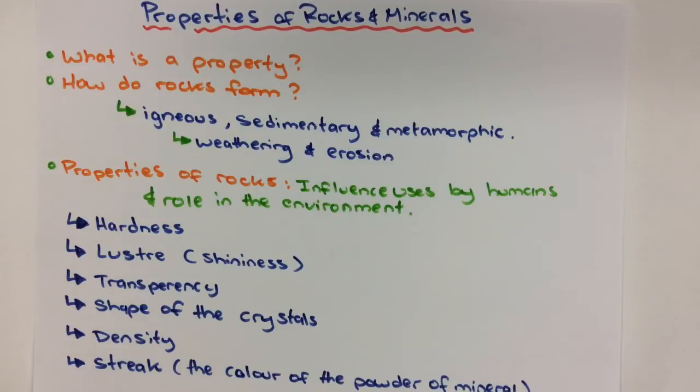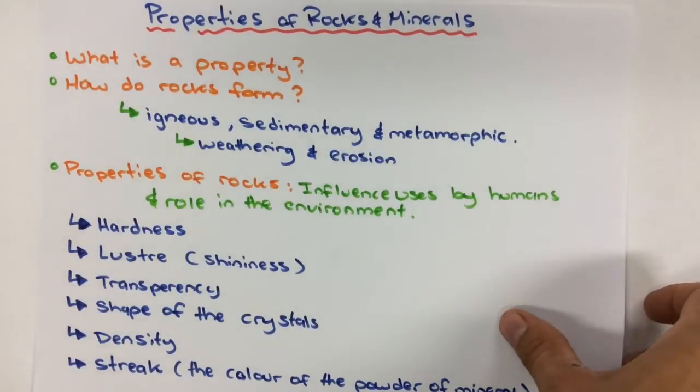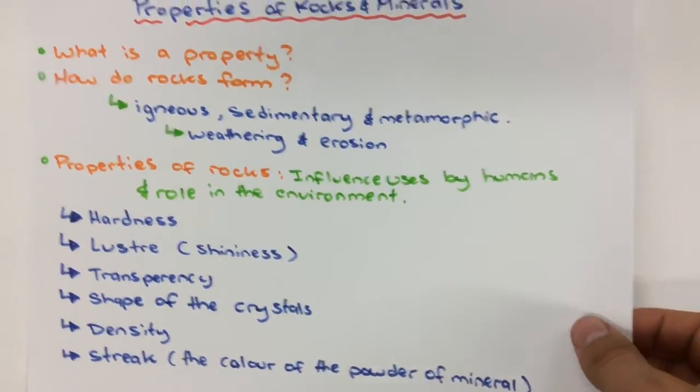So properties of rocks. Okay, so we're thinking about how you could describe these rocks. The properties of rocks, it's important to understand that because knowing that information can influence the way that humans use that type of rock and also the role of that rock in the environment. So let's think about some of these things, like hardness. That's an obvious one. Luster is another word for shininess of a rock, the transparency, the shape of the crystals that make up the rock, the density of the rock, and also the streak, so the color of the powder of the minerals that make it up.